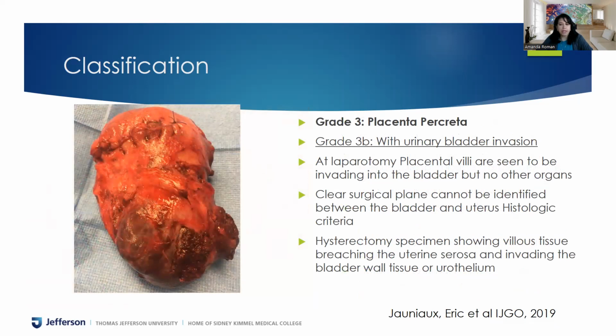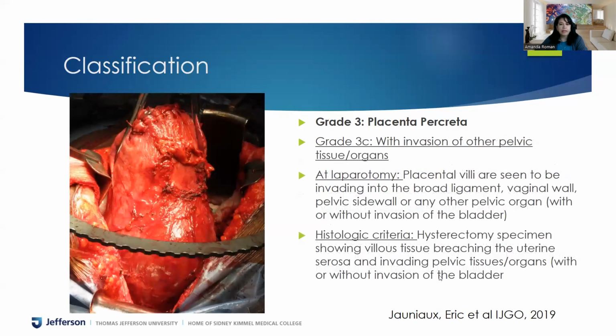Grade 3B is invasion into the urinary bladder. At laparotomy, the villi seem to be invading the bladder, very hypervascular, and it is very difficult to detach the bladder from the uterus during surgery. There is no good surgical plane. The hysterectomy specimen shows villous tissue breaching from the uterine serosa into the bladder wall or urothelium.